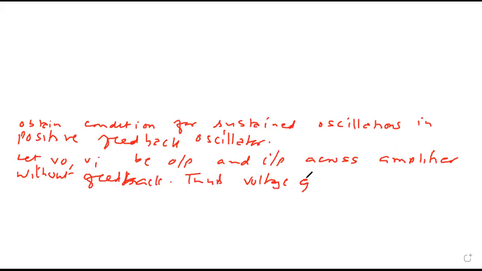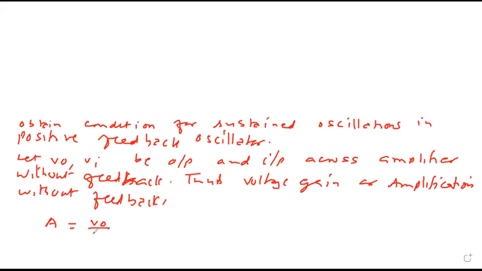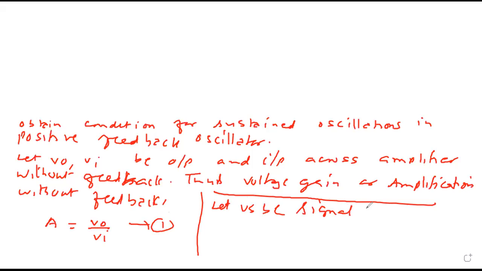Thus, voltage gain or amplification without feedback, A equals output voltage upon input voltage. Let Vs be signal voltage. So V input is signal plus part of output voltage. So signal voltage will be V input minus part of output voltage, which is feedback.